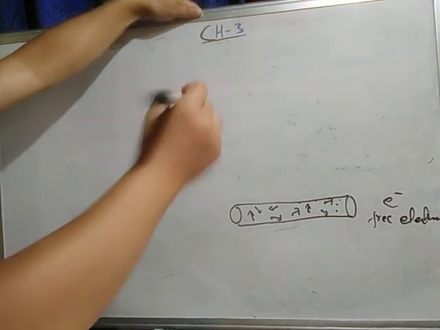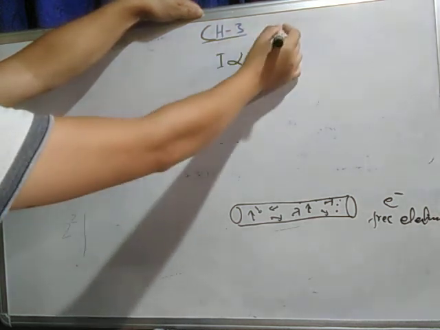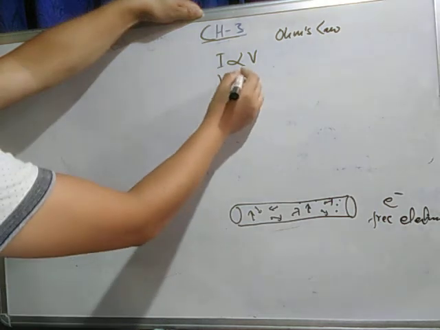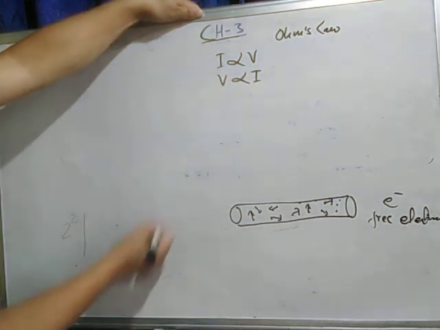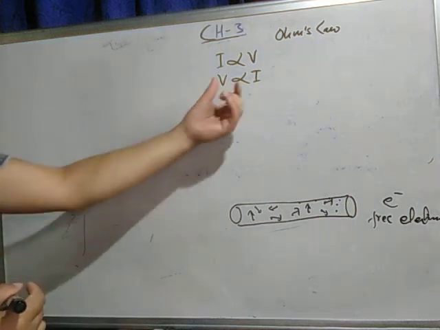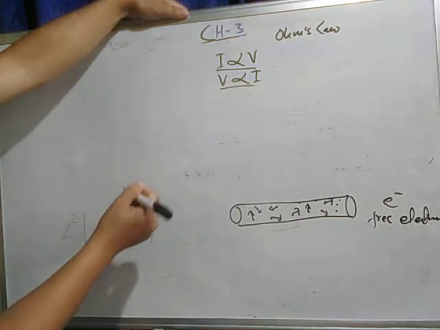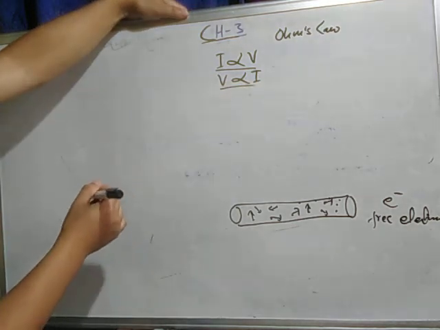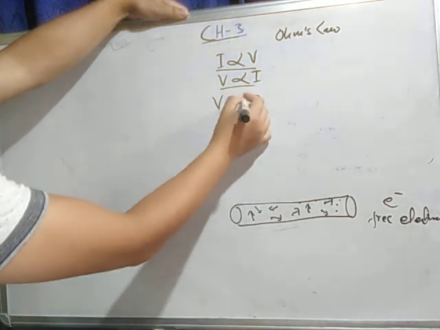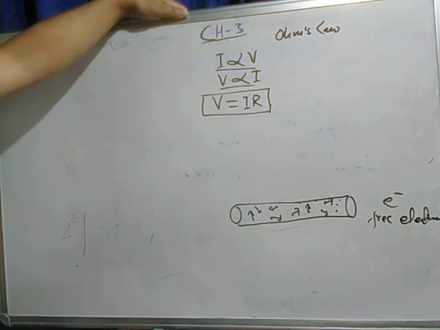Okay, so this is our Ohm's law. I is directly proportional to V. Or some may write V is directly proportional to I R. So don't confuse this. This means the same, but here the meanings are different. Don't bother with this, just write V equals IR. This is our Ohm's law, right?